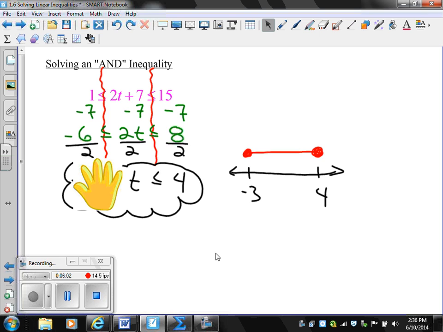And again, you can also test this out. Does the number that's in between here, like 0, answer the question? The number that's greater than -3 and less than 4 at the same time, 0 certainly works. And I know 0 is in here somewhere, right?